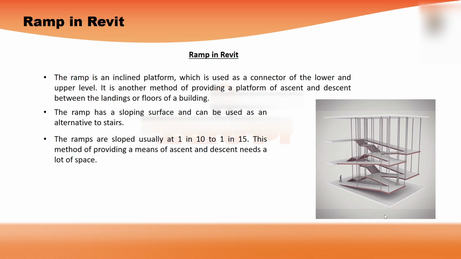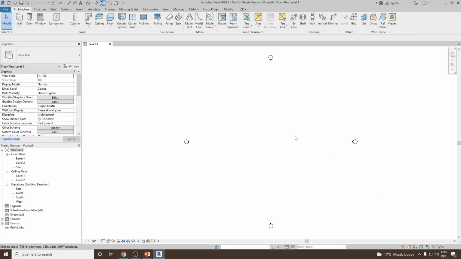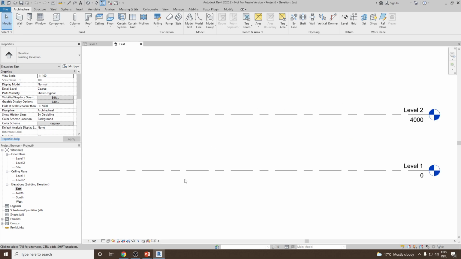Usually, ramp slopes are between 1:10 and 1:15. This method of providing a means of ascent and descent needs a lot of space. So let's switch to Revit and see how we can create a ramp. To start with, let's suppose we have a blank project here. Now, let's go to the elevation view.